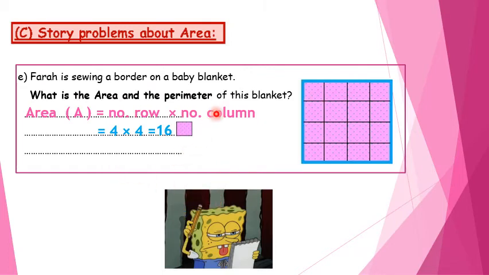And what about the perimeter? The perimeter is the length of the outside of it only. So if I want to find it, I just count the outside. 1, 2, 3, 4. 1, 2, 3, 4. 1, 2, 3, 4. 1, 2, 3, 4. So the perimeter is 4 plus 4 plus 4 plus 4 equals 16 length units.